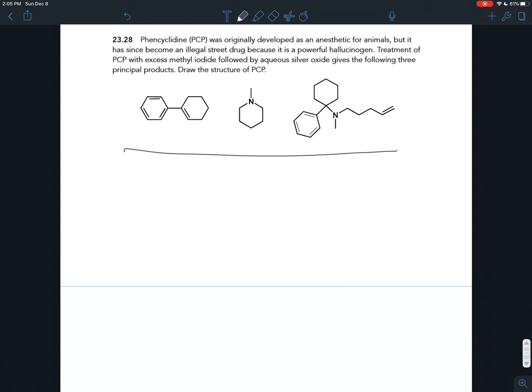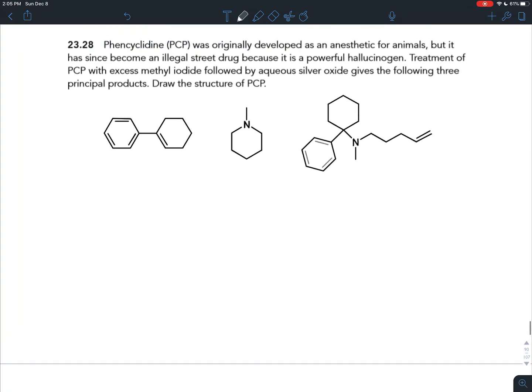And they give us the 3 products and ask us to draw PCP. So really, we're working backwards. Now, if our nitrogen is a leaving group, we can look at this molecule. This was the molecule that was left behind. And we could see that in this molecule, we have a pi bond that was formed.